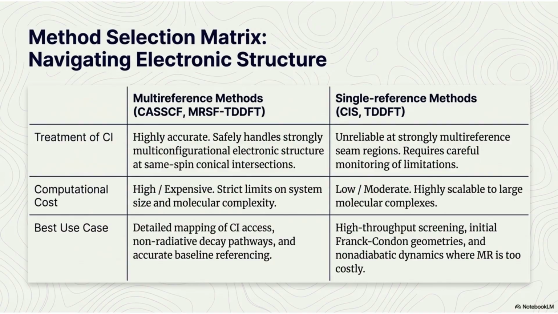The method selection matrix compares multi-reference and single-reference methods. Multi-reference methods are highly accurate for complex electronic structures, but are expensive. Single-reference methods are less accurate in certain regions, but are low-cost and highly scalable for high-throughput screening and initial dynamics.